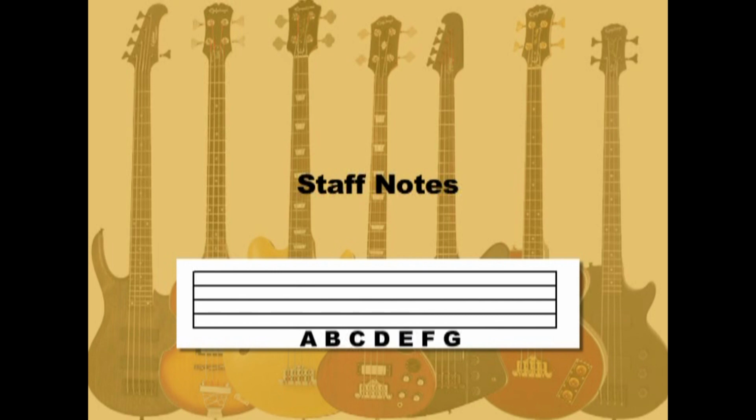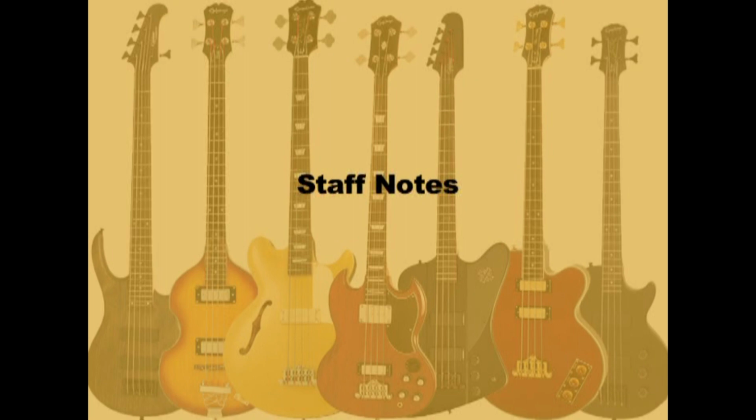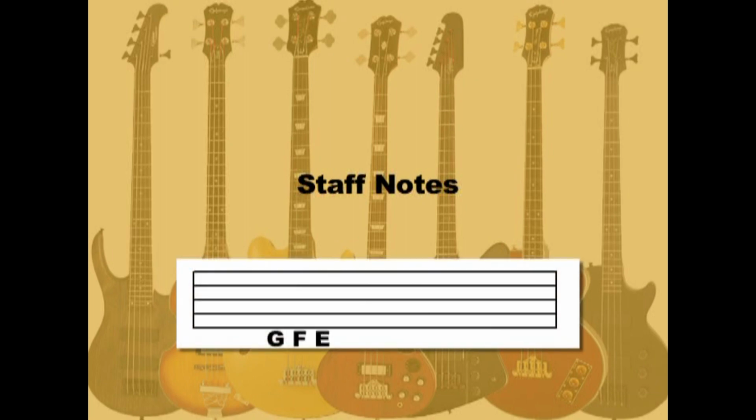After the G note, the alphabet starts over with A. This also works in reverse if you are playing or writing the notes backwards. G, F, E, D, C, B, A, G, F, and so on.